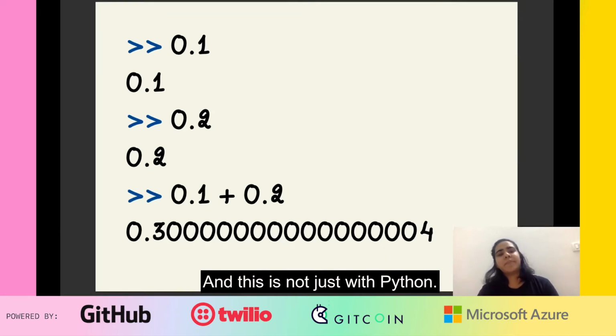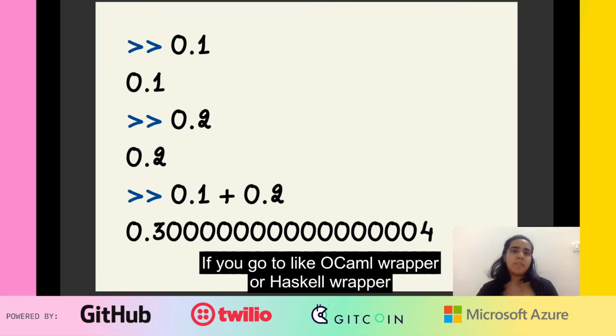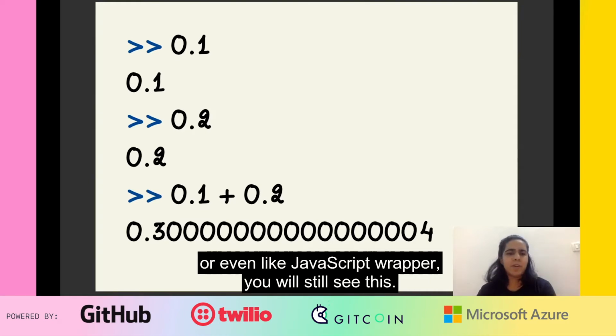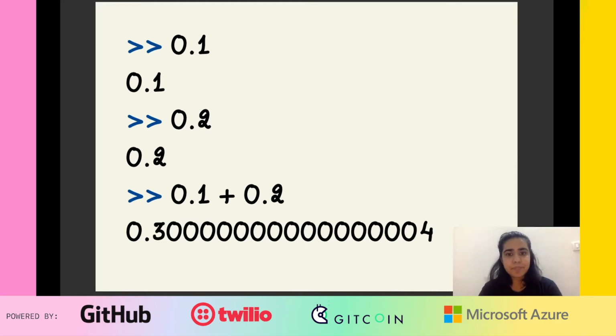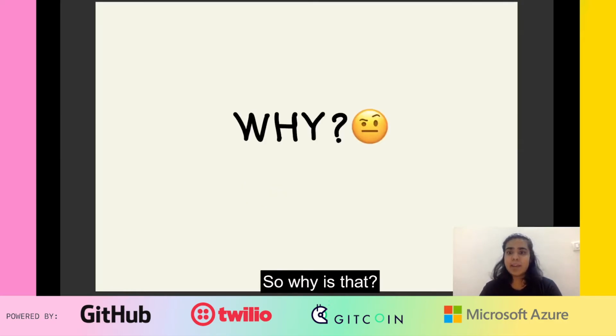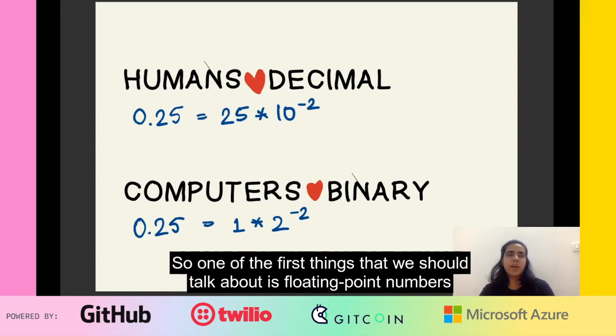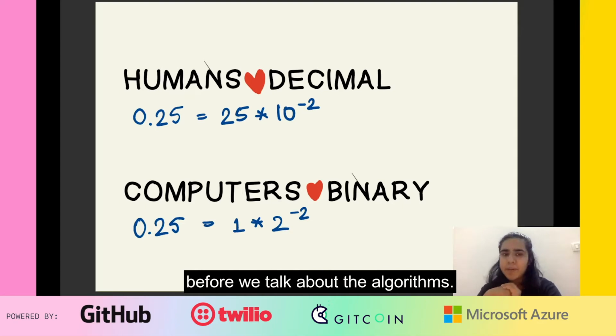And this is not just with Python. If you go to an OCaml REPL or Haskell REPL or even a JavaScript REPL, you will still see this. So why is that? One of the first things that we should talk about is floating point numbers before we talk about the algorithms.